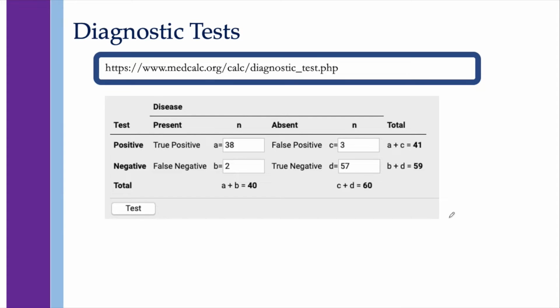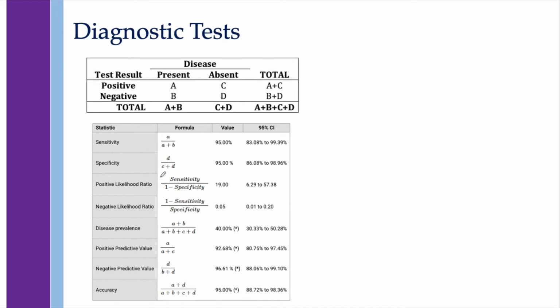You may actually go to a website, medcalc.org/diagnostic_test.php. All you have to do is put the 4 values in those cells and click test, and you will have the same results. So this is the sensitivity, this is the specificity, this is the positive predictive value, and this is the negative predictive value. Keep in mind that we want sensitivity, specificity, positive predictive value, and negative predictive value to be high since these are measures of the performance of a test.